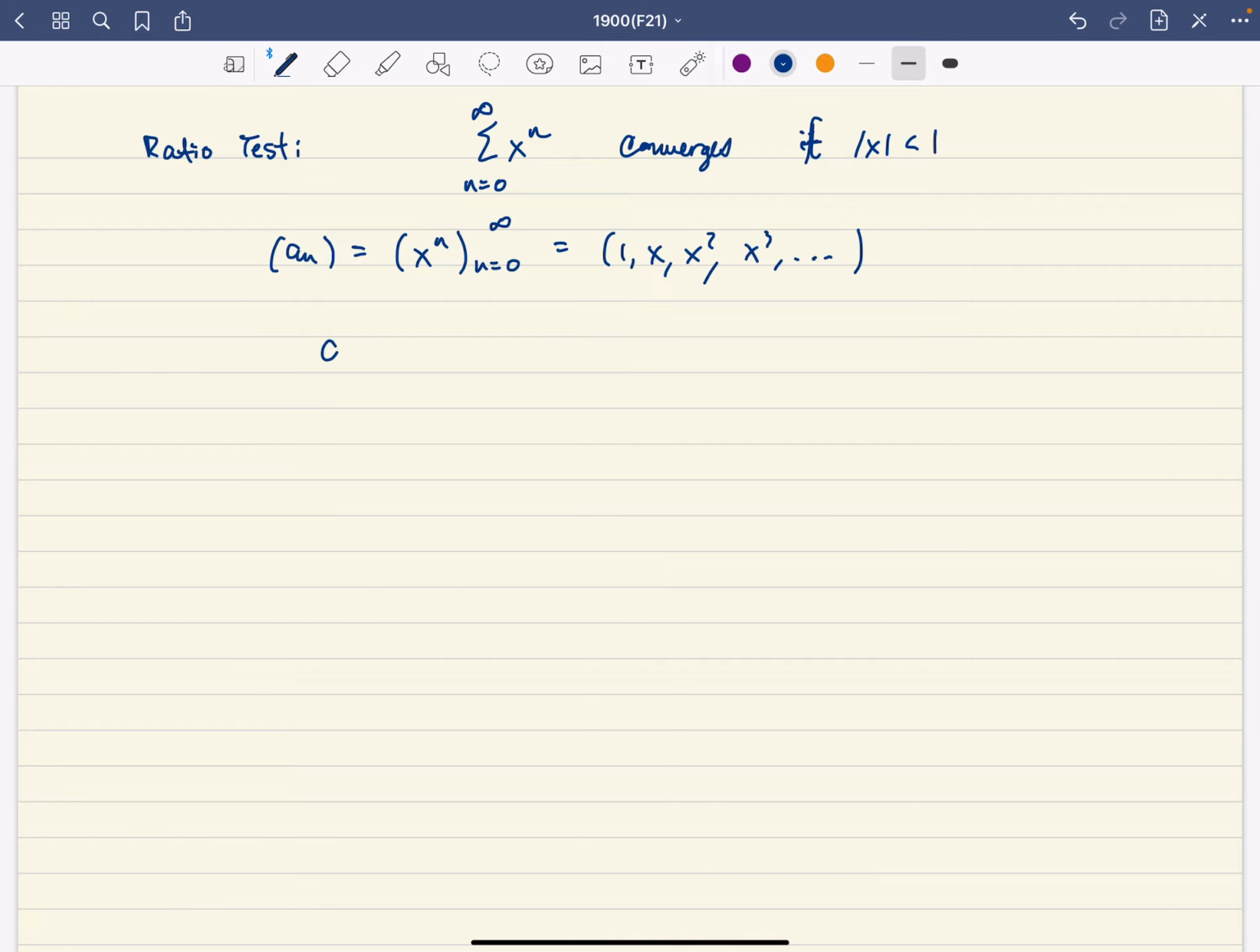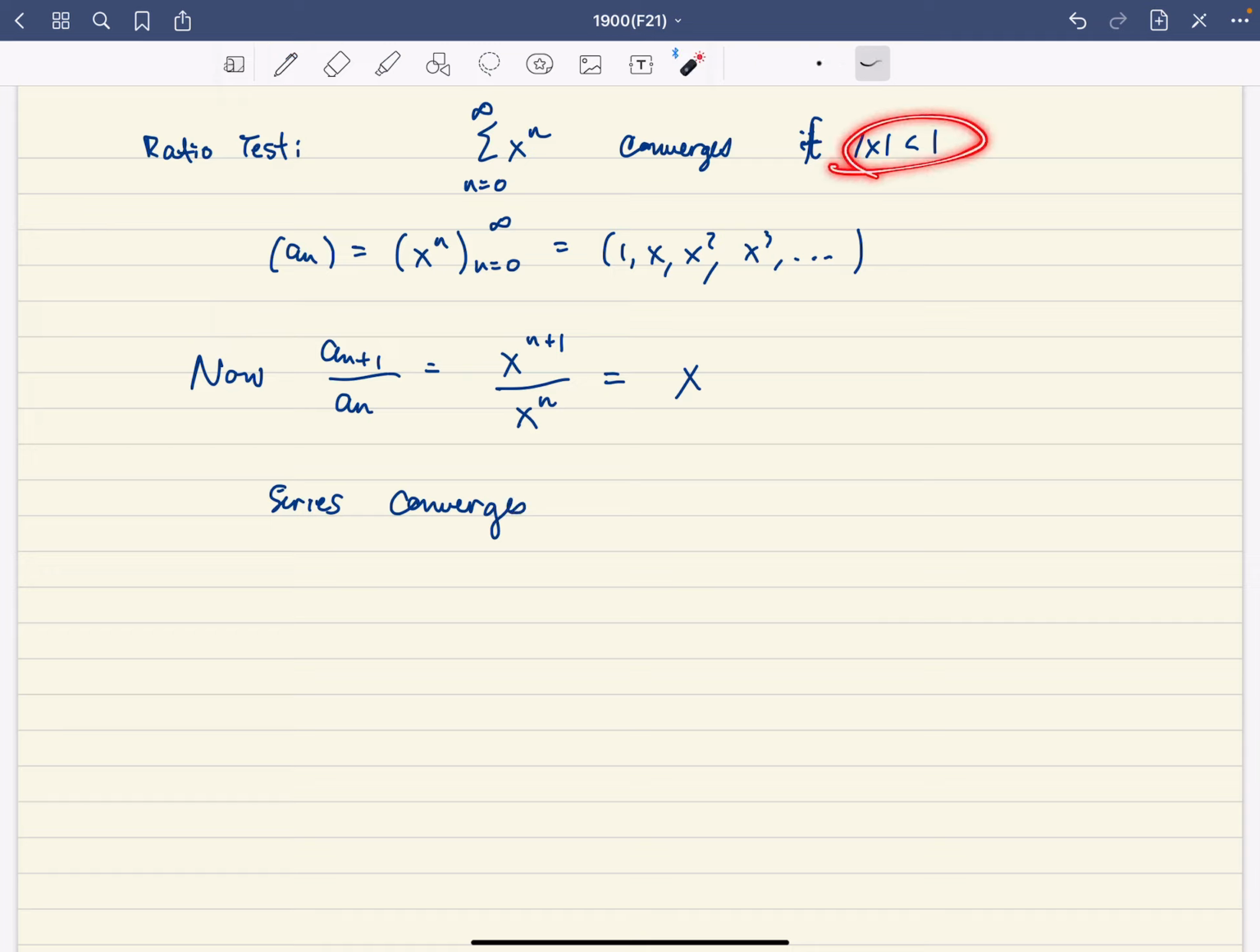And if you were to look at the ratio a sub n plus 1 over a sub n, think about what's going to happen here. A sub n plus 1 is going to be x to the n plus 1, a sub n is x to the n, and therefore the ratio of those consecutive terms is going to be x. And so what this tells you is that the series converges if the absolute value of x is less than 1.